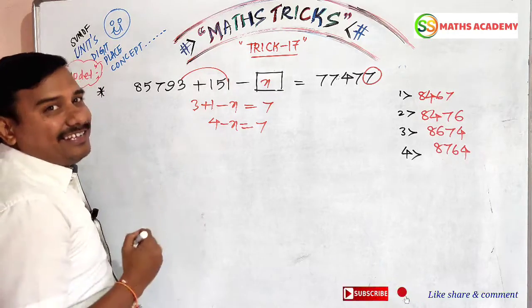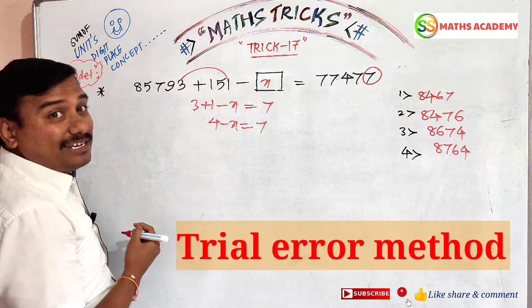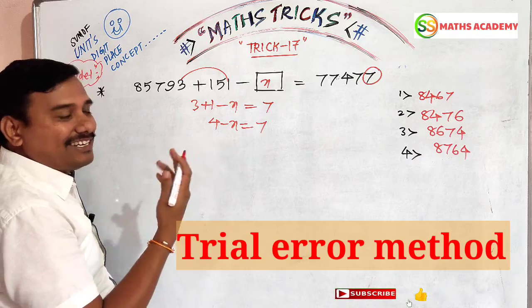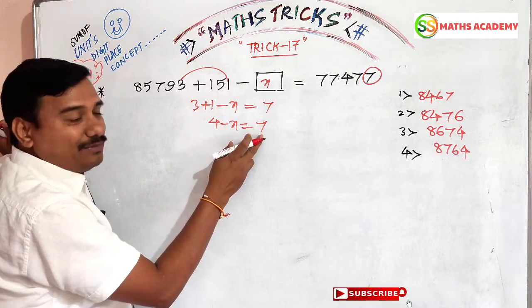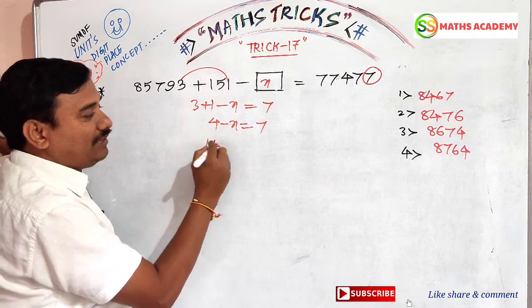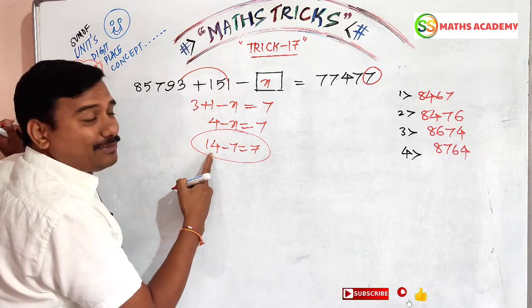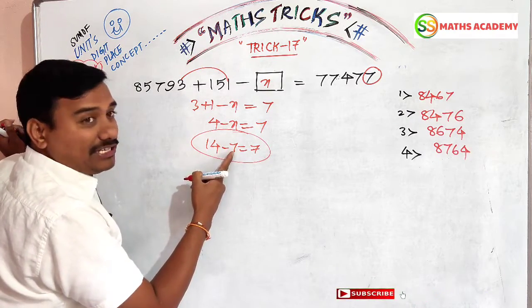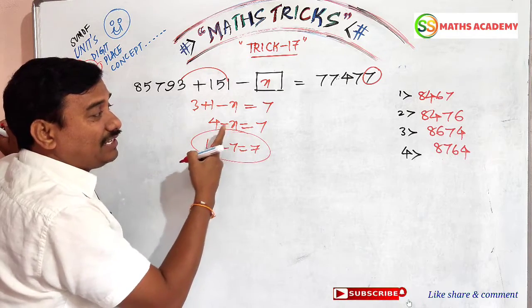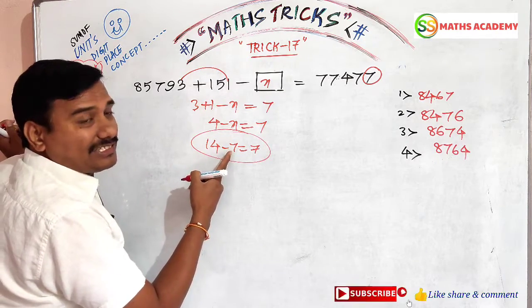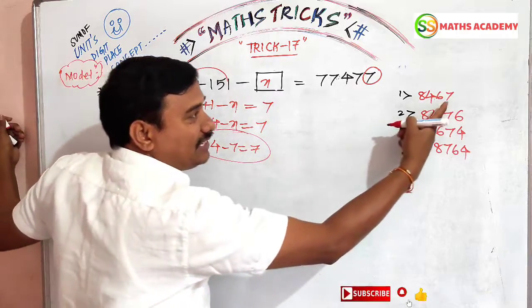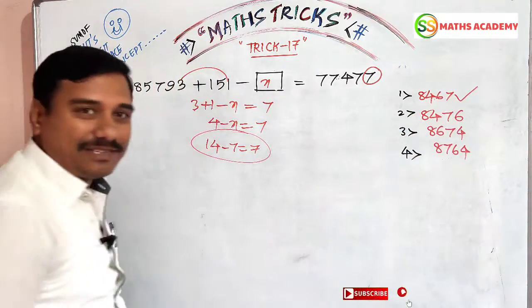By using the trial and error method, you should understand the trial and error method. You have to go with the trial and error method. If you want to get 7, which number do you have to take here? 14 minus 7 equals 7. 14, trial and error method. 14 minus x value, suppose I am taking 14 minus 7 equals 7. So what is the x value, dear friend, here? 7. Unit place is what? 7. This is your answer.